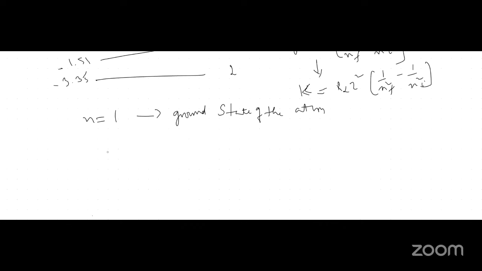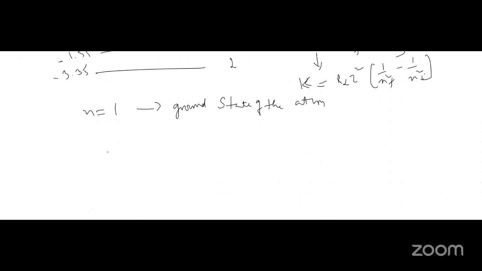Here, whenever the electron is jumping from one energy level to another, suppose Nf is equal to 1 and Ni is equal to 2, 3, and 4, then we call it the Lyman series. That means the electron is jumping from the second energy level to 1, or third to 1, or 4 to 1, or 5 to 1, whatever.